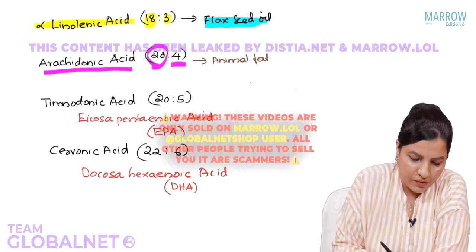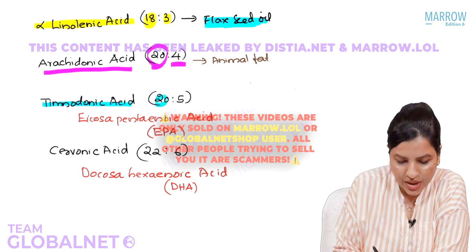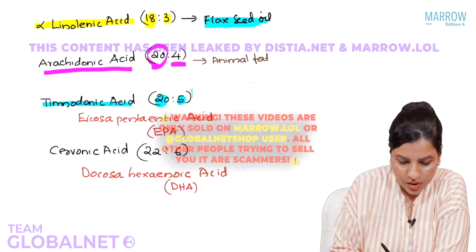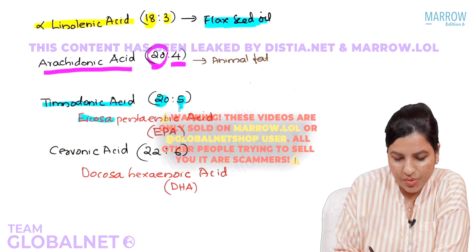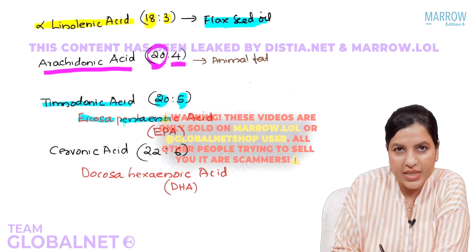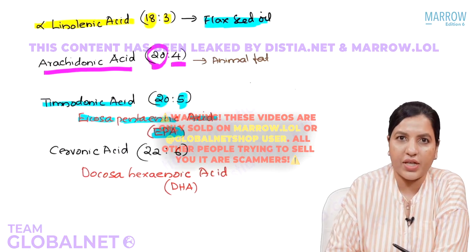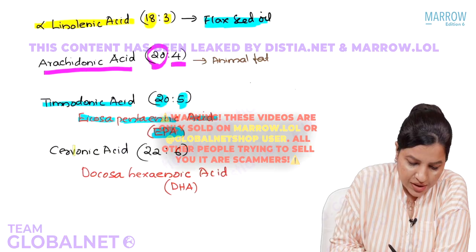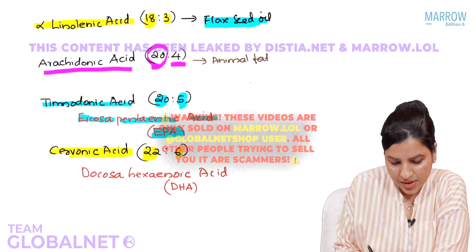Then we have timnodonic acid, which is a 20 carbon compound with 5 double bonds. Whenever it is 20 carbons, we call it icosa. 5 double bonds are there, so it is also called pentaenoic acid. So, icosapentaenoic acid, timnodonic acid, and I will discuss one more along with it, cervonic acid. It is a 22 carbon with 6 double bonds.